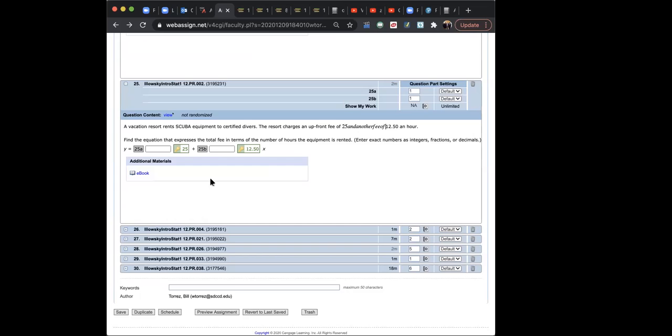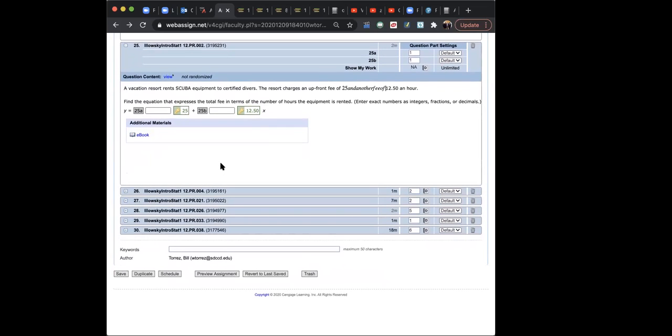All right. This problem says a vacation resort rents scuba equipment to certified divers. The resort charges an upfront fee of $25 and another fee of $12.50 an hour. Okay, so there's a going in fee and there's a fee based on the time of usage of the scuba equipment. Find the equation that expresses the total fee in terms of the number of hours the equipment is rented. Okay, well, let's take a look up here.